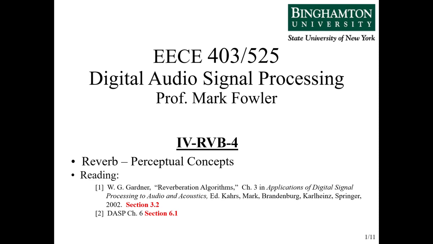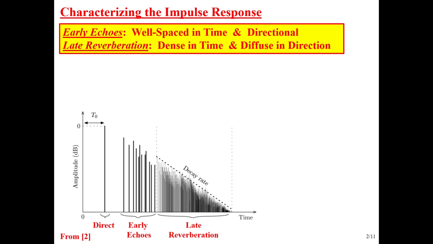And then I'm also drawing some from section 6.1 of the DASP book written by Zölzer, but really it's this reference that I'm drawing the most from. So we've already talked about the fact that a room with a given sound source and a given listener position will have a particular impulse response. And we've looked at a caricature that looks like this. This isn't a real impulse response, but it helps us think about what's going on.